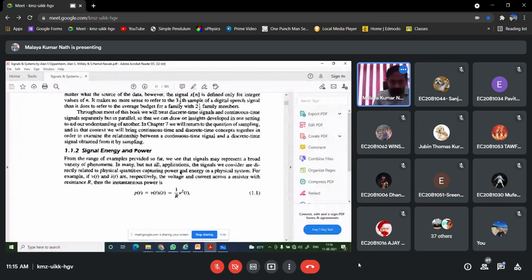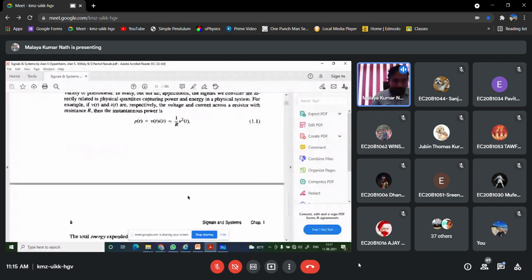Suppose I am interested in computing the power of this circuit. Then I can write p(t) = v(t) into i(t). If we substitute i(t) = v(t)/R, this is equal to v squared(t) by R. If this resistor connected in series with the voltage has unity resistance, then I can say p(t) is nothing but v squared(t). So what is this power?